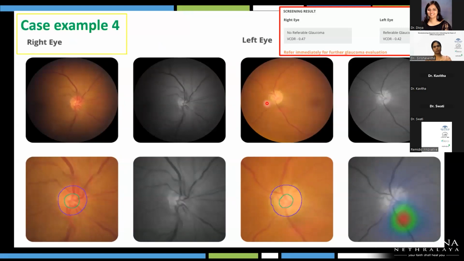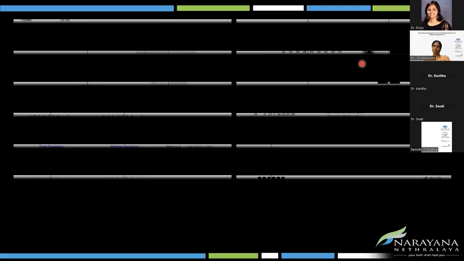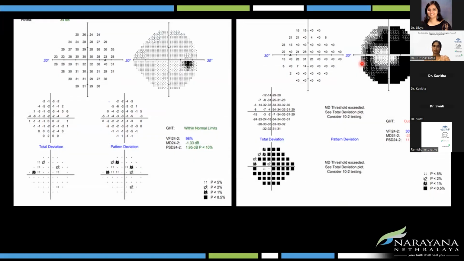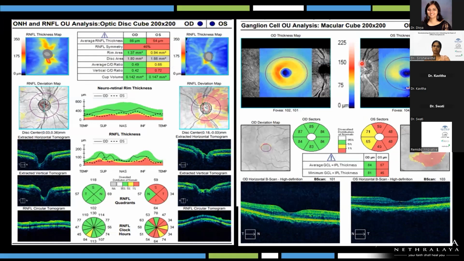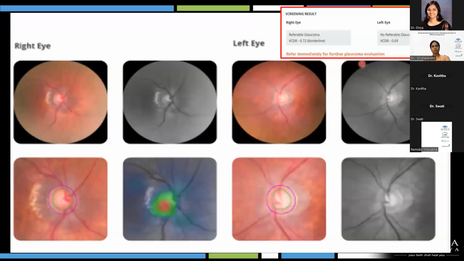To highlight how this AI model picked up beyond just the VCDR, if we see the printout in this example, the VCDR was just around 0.4, but the left eye showed a pale disc with diffuse RNFL loss. This was a case of a post-acute angle closure attack, and the AI picked it up as a referable glaucoma, which was the right diagnosis. So this shows that there was advanced field defect in the left eye, and even with the OCT, there was diffuse RNFL and GCIPL thinning.